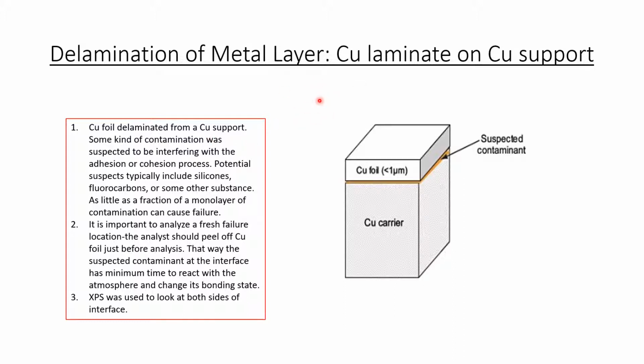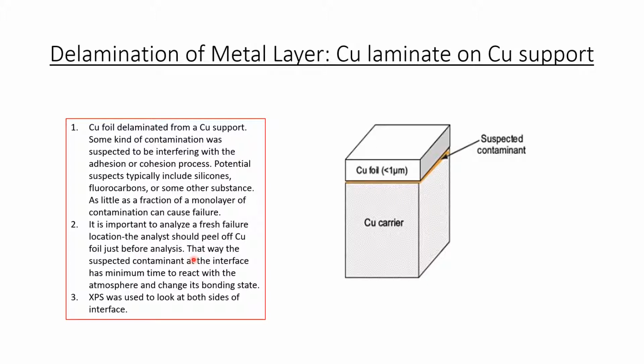The first example I have here is of delamination of a metal layer. This is a copper laminate on a copper support, and some kind of contamination was suspected to be interfering with the adhesion or cohesion process at this interface. Potential suspects typically include silicones, fluorocarbons, or some other substance, and as little as a fraction of a monolayer of contamination can cause failure.